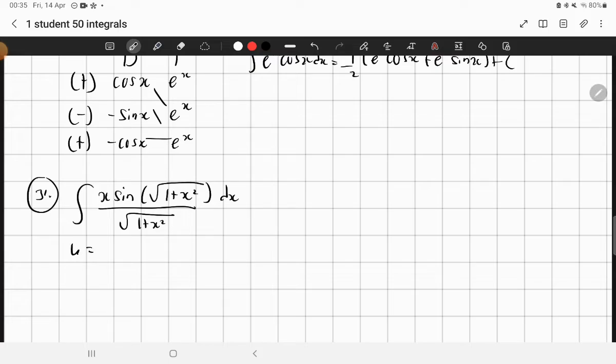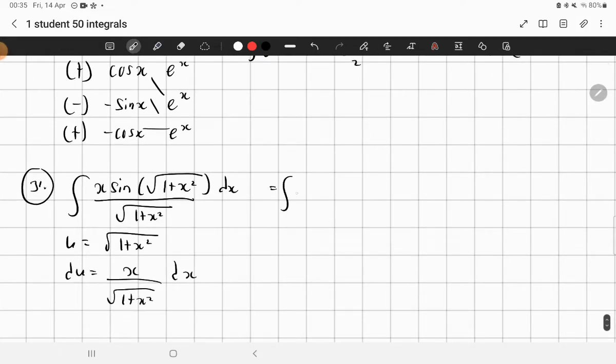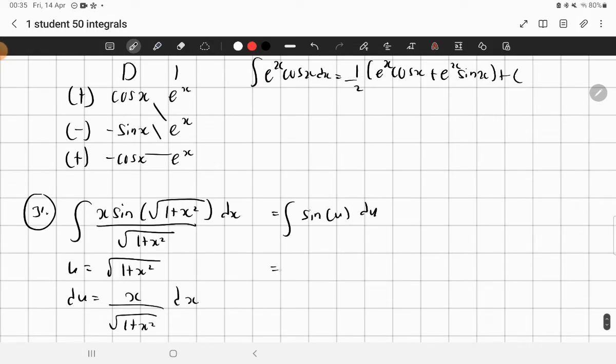u is equal to square root of 1 plus x squared. Take the first derivative, it will be x over square root of 1 plus x squared. Okay, something not that complicated, honestly. So sine of u du, then negative cosine of u plus c, negative cosine of square root of 1 plus x squared plus c. There you go.